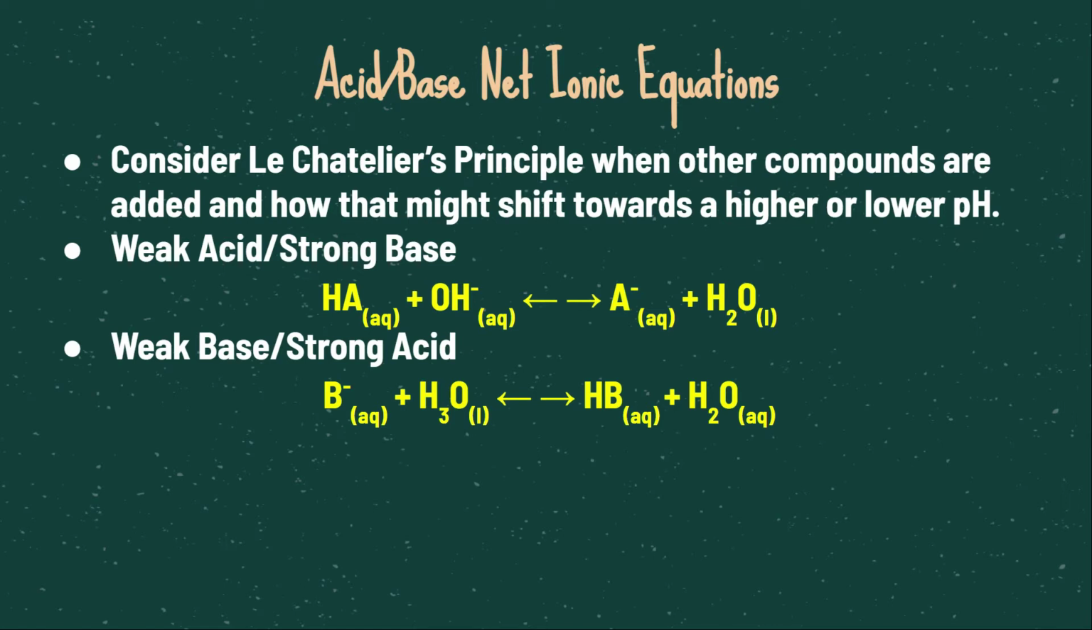So we also can consider Le Chatelier's principle when other compounds are added and how that might shift towards a higher or lower pH. So for example here, in the very first equation, if I add something that has an anion that is A minus, remember that when we add more product in equilibrium, that shifts the reaction to the left. If we shift the reaction to the left, that produces more OH minus, therefore making the solution more basic.